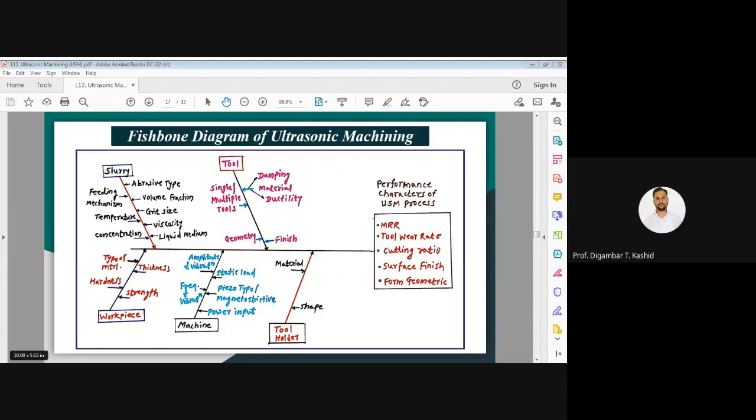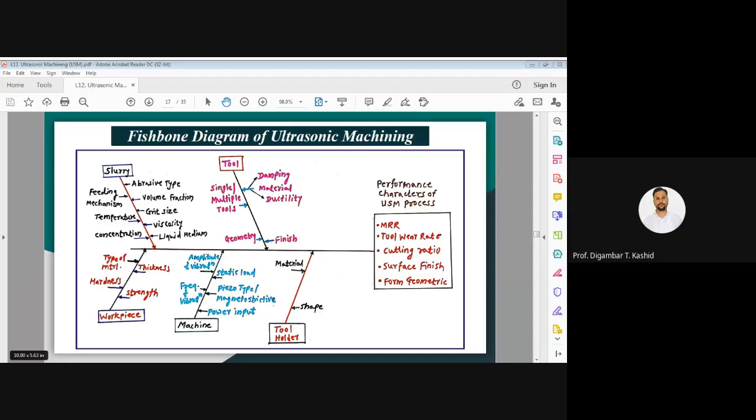Okay, now under this workpiece we have the different parameters like types of material, the strength, hardness and the thickness. Because the type of workpiece material will also affect the selection of your process parameter. Then the hardness of the workpiece material should be considered, because according to the hardness of the workpiece you have to select the type of abrasive particles.